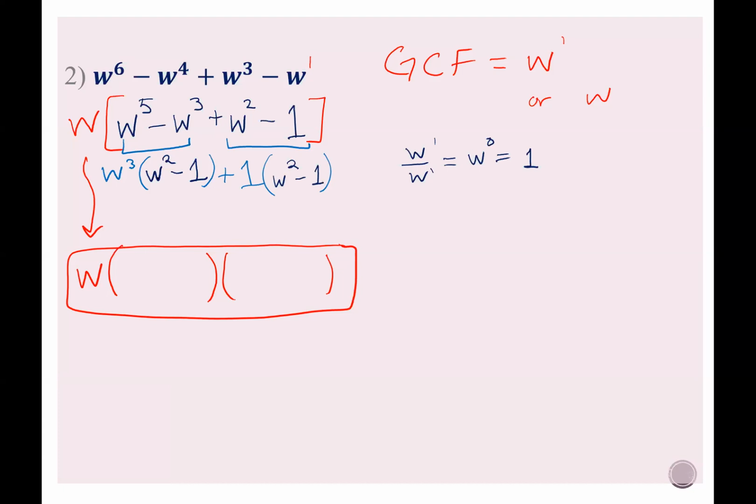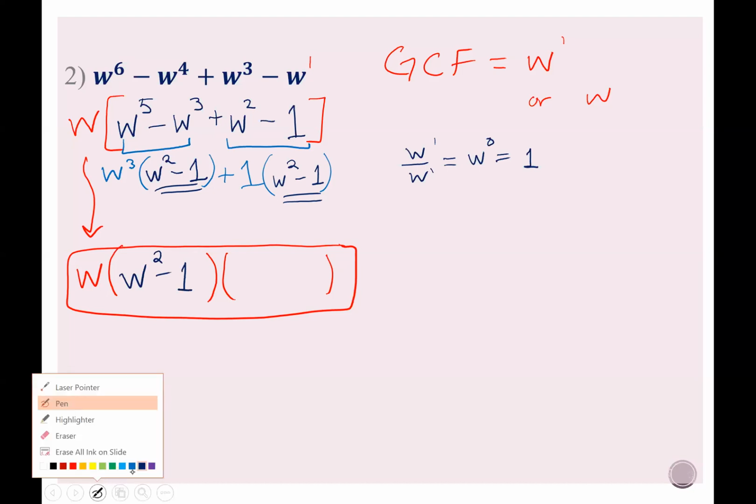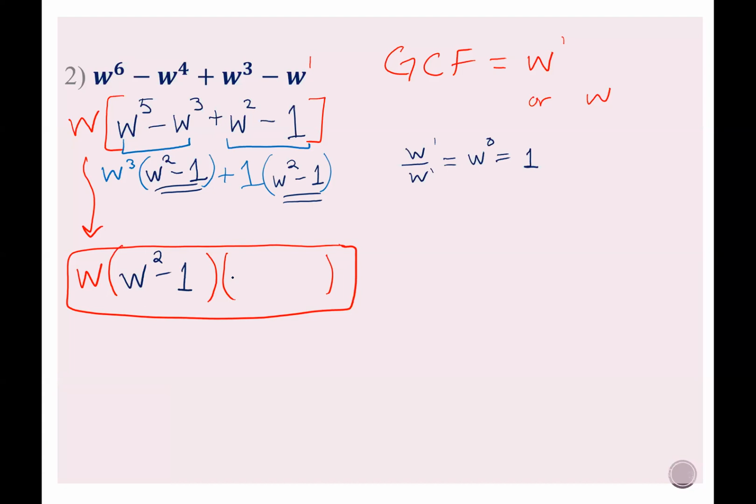All right, so our W squared minus 1 is our common factor. And then W to the third plus 1, those are the terms sort of left over on the outside. And that will go in our other parentheses.